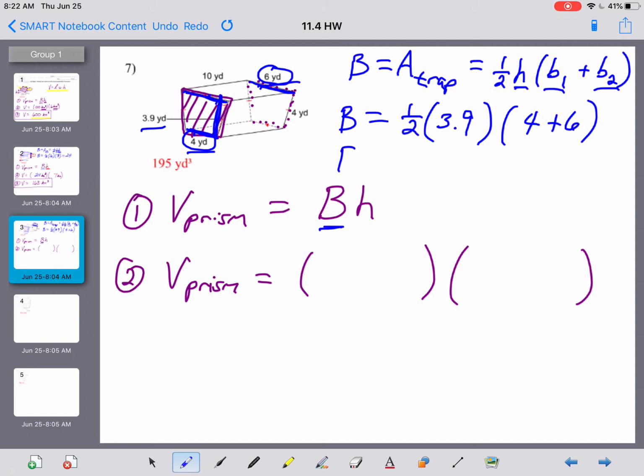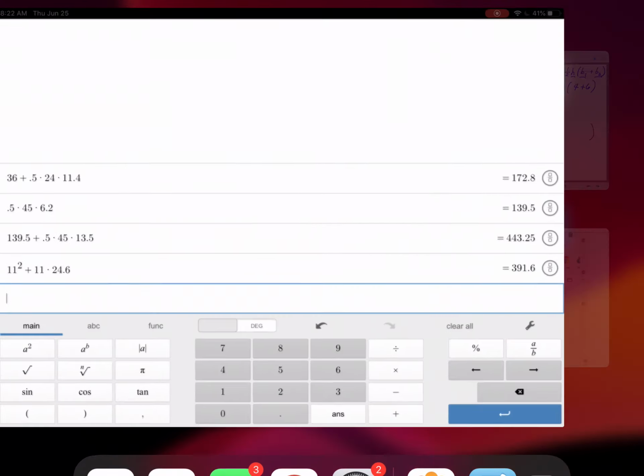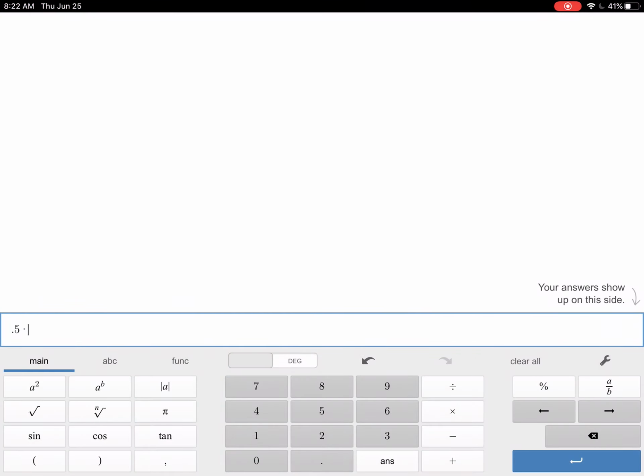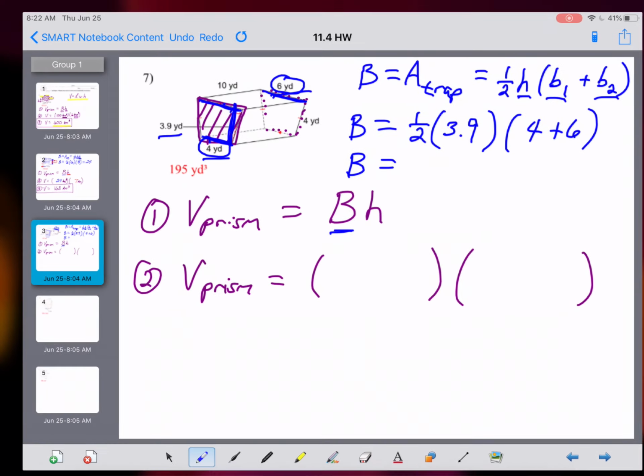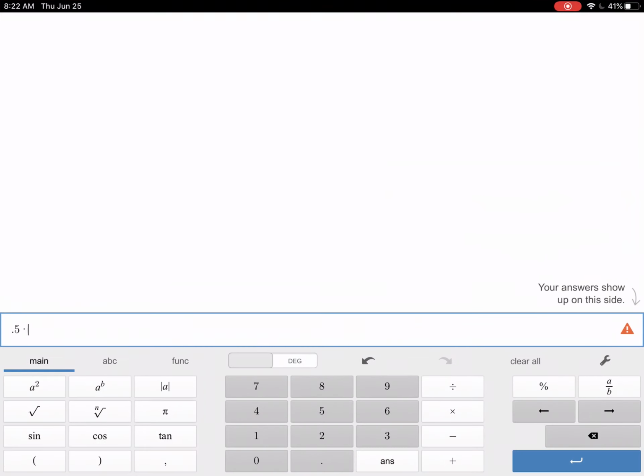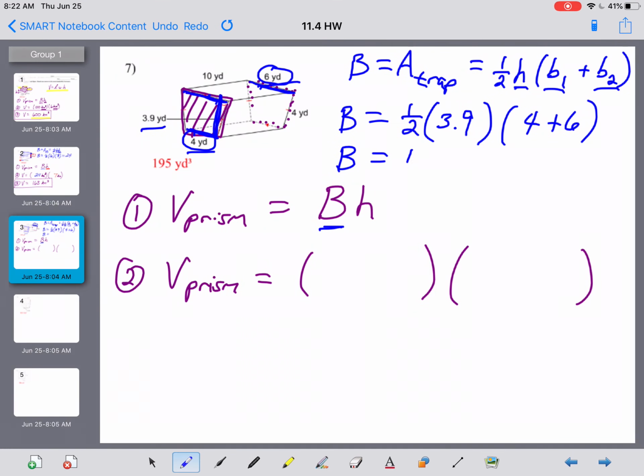Okay, little messy right there. So capital B, the area of our base, is equal to, and let's do this together on the calculator, everybody, 1/2 multiplied by your height, which was 3.9. Oops, sorry. Here we go, 3.9. And then that gets multiplied by, in parentheses, the sum of our two bases, 4 plus 6, and that gets us 19.5 for the area just of those trapezoids on the left and the right. 19.5. So that's capital B, everybody. That's what we were looking for right there, 19.5.